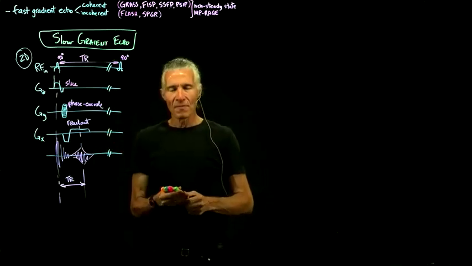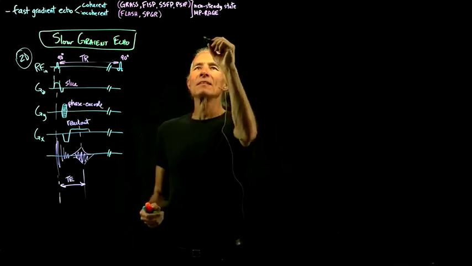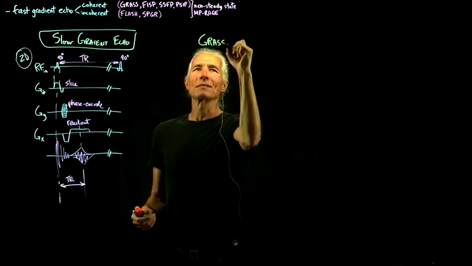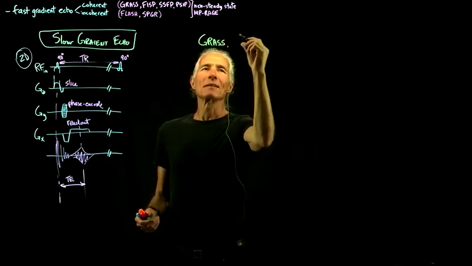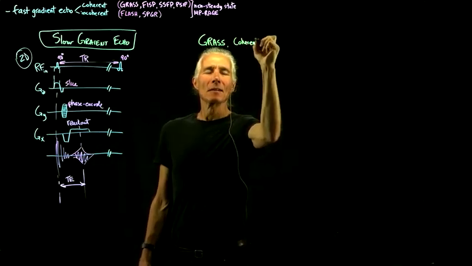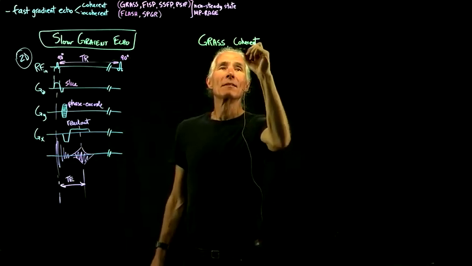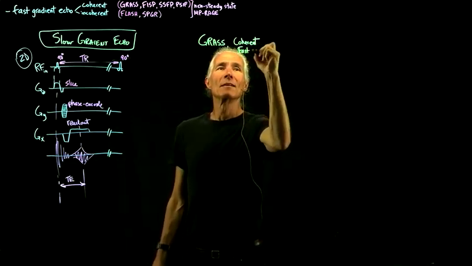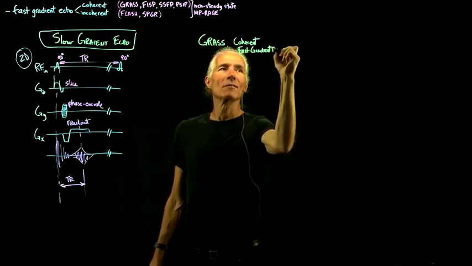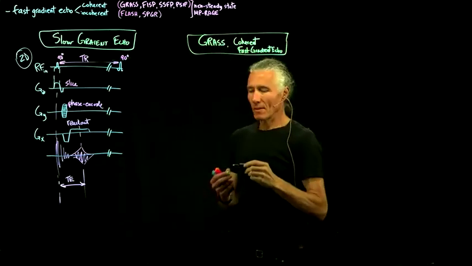And so we'll give an example of this. It's a GRASS type sequence. So this is coherent fast gradient echo. So how do we do this one?